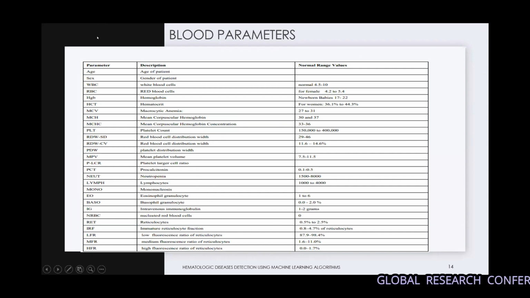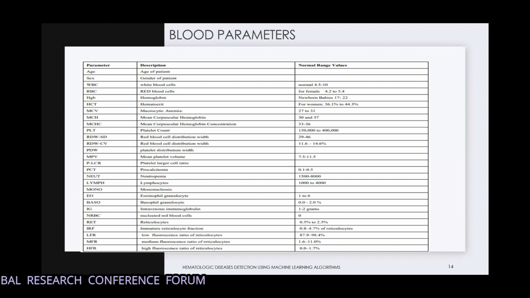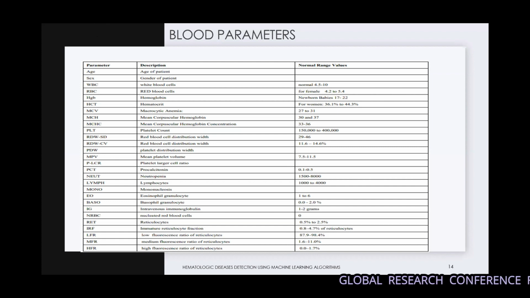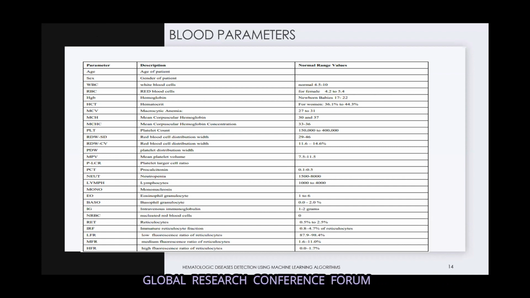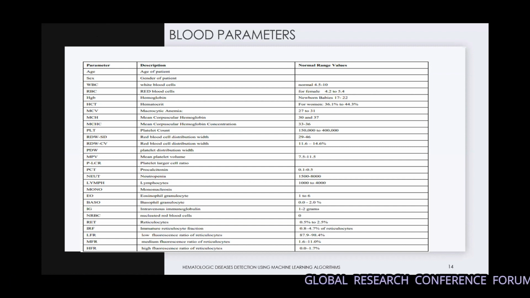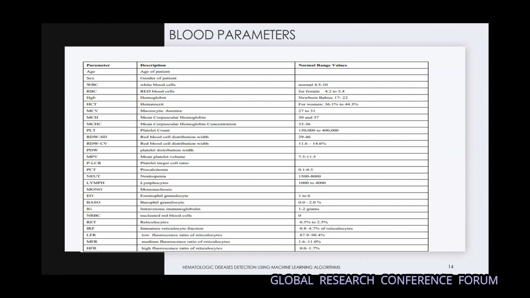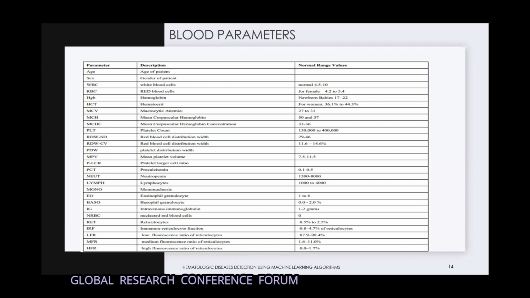Good afternoon everyone, and thank you Mansi. Now we will move forward. Here we will have a table of blood parameters. We have taken into consideration different parameters like age, white blood cells, sex, red blood cells, hemoglobin, etc. And the normal range values are given. So we will take one blood sample as an input and check its parameters, whether they are in the normal range or not. So in this way the disease will be predicted.